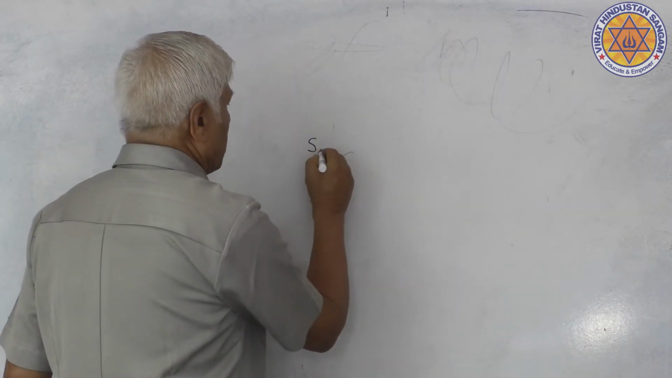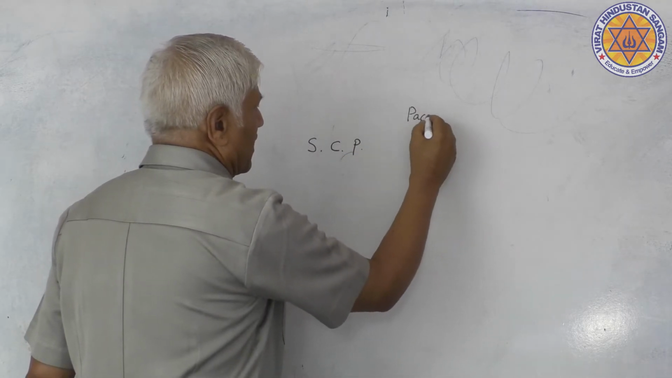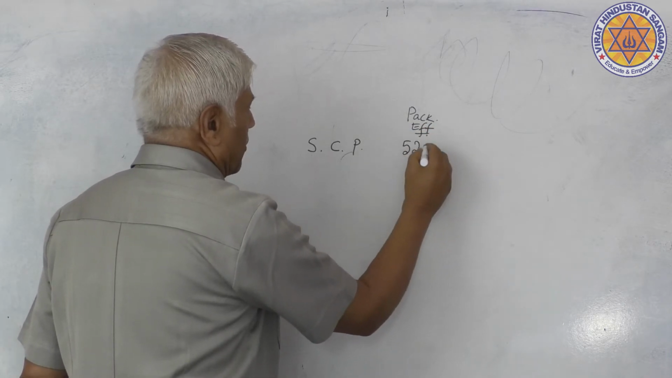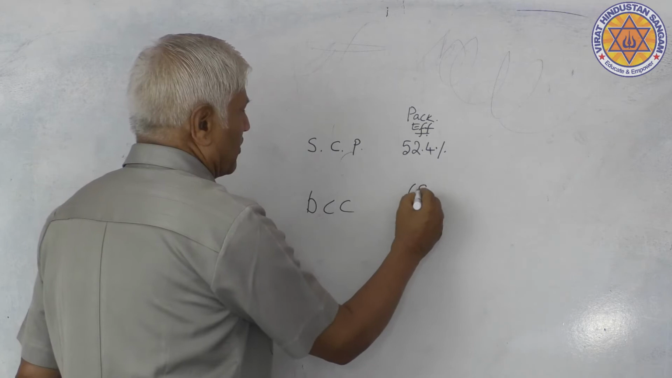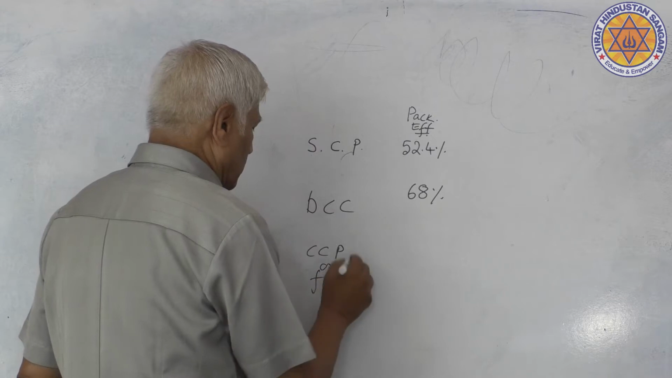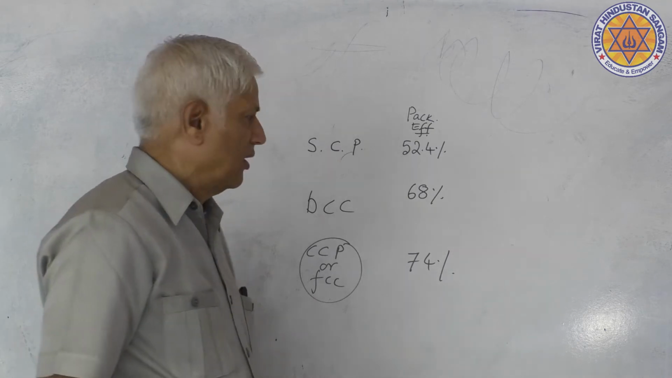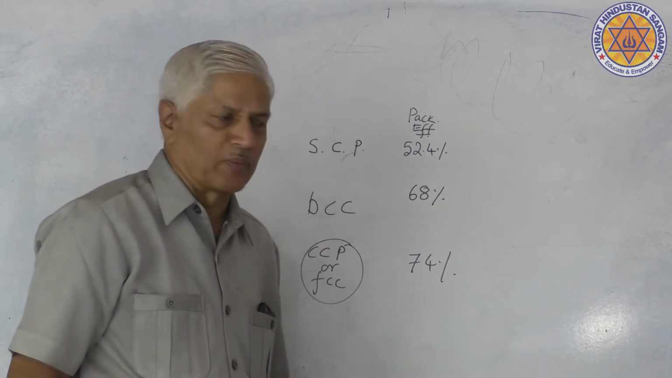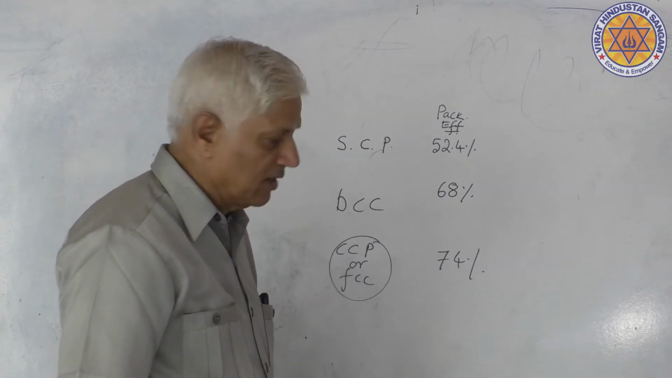Look, for simple cubic crystal packing efficiency will be 52.4%. For BCC, body centered cubic, 68%. For CCP, CCP is also known as FCC, both are the same. It is 74%. This you have been remembering even for your board examination. Simple cubic 52.4%, BCC 68%, and CCP or FCC 74%.